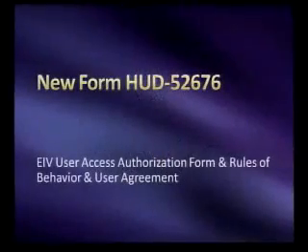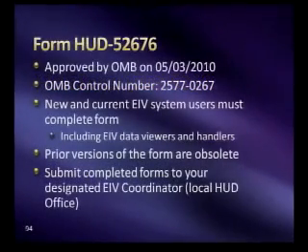Now we're moving on to the new form 52676. This is the EIV access authorization form and rules of behavior and user agreement. It now has an OMB number and a current date issued by OMB. So anytime you see an OMB number, that means you are required to complete the form in accordance with the instructions provided with the form. That's the OMB control number 25770267.